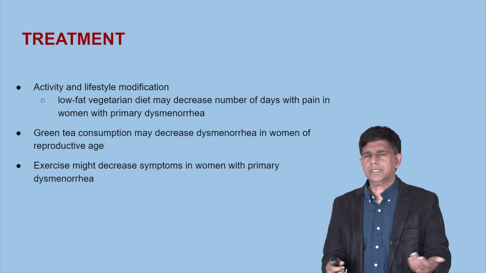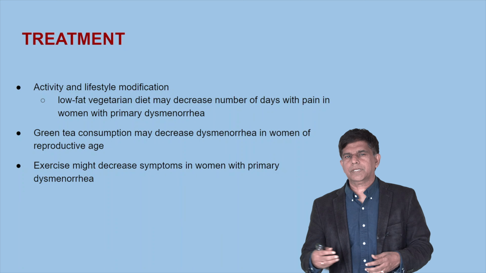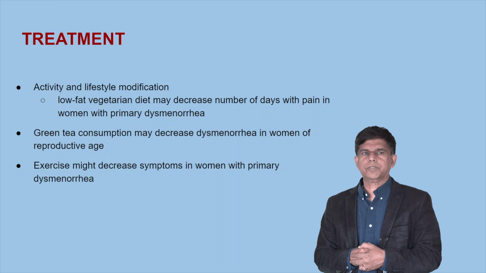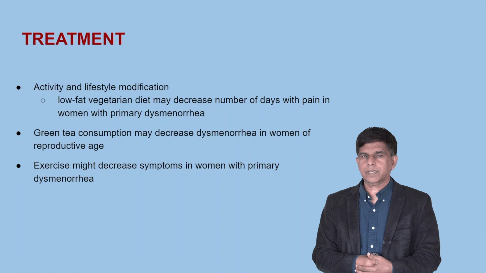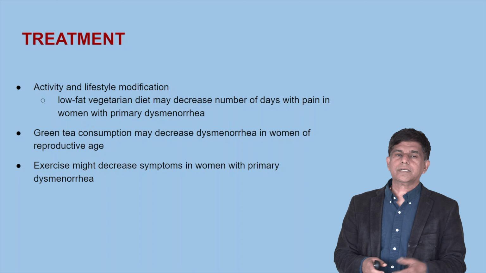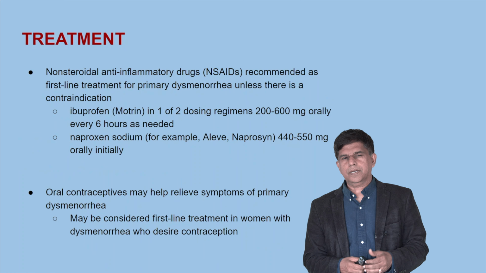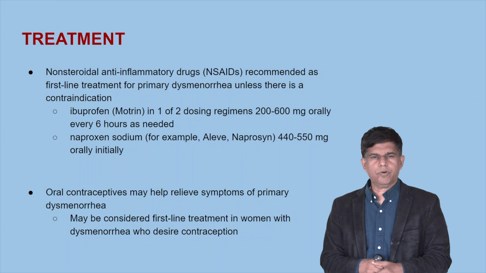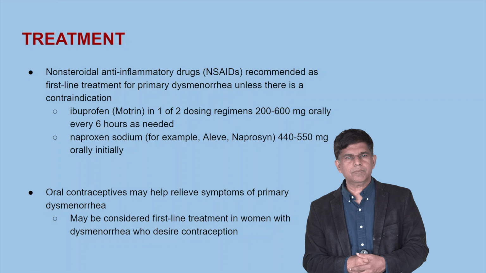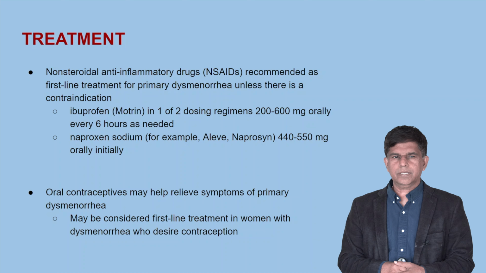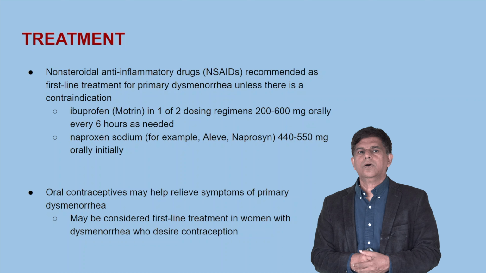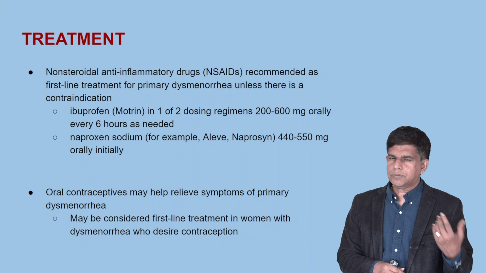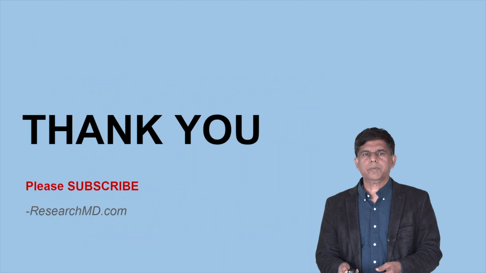Okay, and how do you treat it? The main thing is activity and lifestyle modification. A low-fat vegetarian diet may decrease the number of days of symptoms, green tea consumption can help, and exercise may decrease the symptoms. The other thing you might want to try is an NSAID, which is recommended: ibuprofen, 200 to 600 milligrams every 6 hours as needed. You can use naproxen also. Oral contraceptives may help relieve symptoms of primary dysmenorrhea. They may be considered as a first-line treatment also.